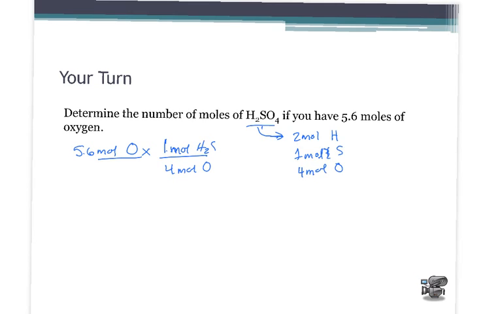of sulfuric acid. Okay? So you see, it doesn't matter how the problem is phrased, as long as you start out with your given number and then you just flip that conversion factor depending on which one will cancel out. So here this will cancel out, and we end up with 1.4 moles of sulfuric acid.